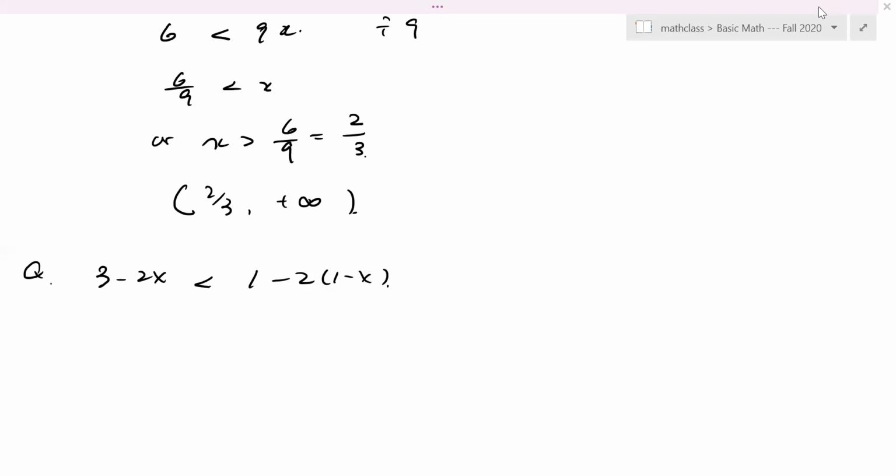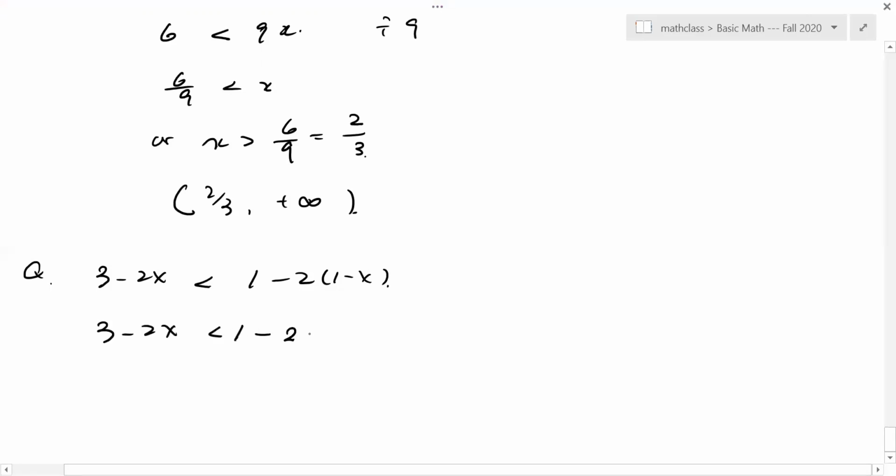All right, now if you don't make any mistakes, then you should get the answer x greater than 2 over 3. Okay, 3 minus 2x less than 1 minus 2 plus 2x, okay? Multiply this out. So let's simplify a little bit.